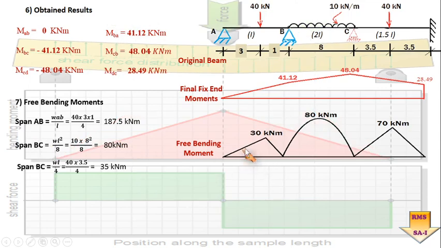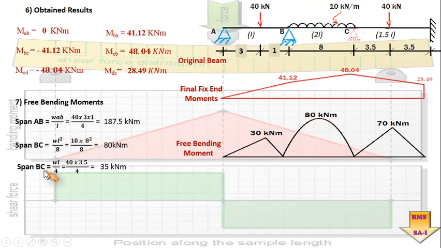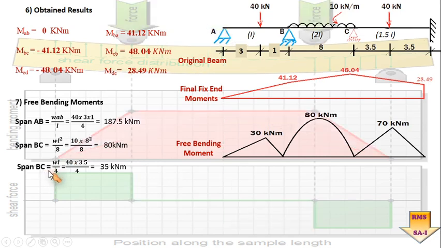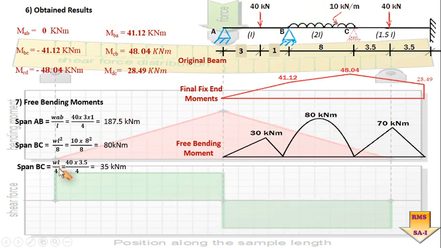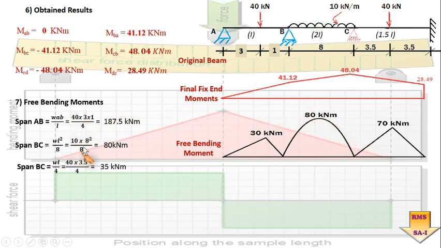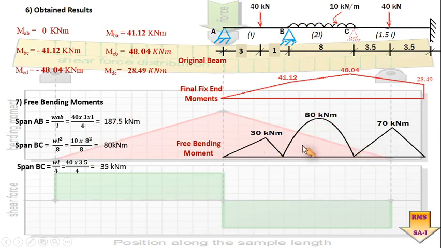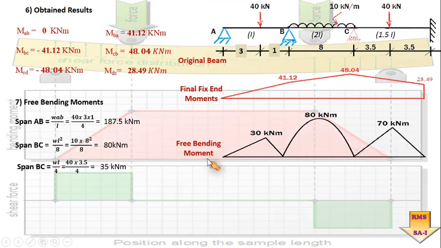So here you can see, for span AB the free bending moment is WAB by L, for BC it is WL square by 8, and for CD it is WL by 4. Is it okay? So by substituting the values of the loads and the span, we got these values, and from these values I have constructed this particular new diagram, that is the free bending moment diagram.